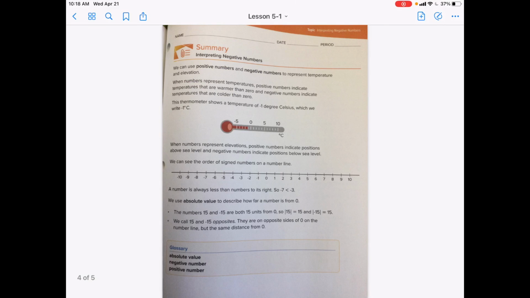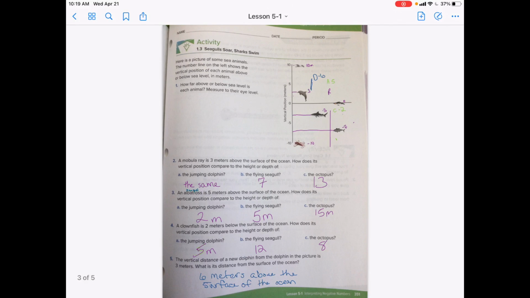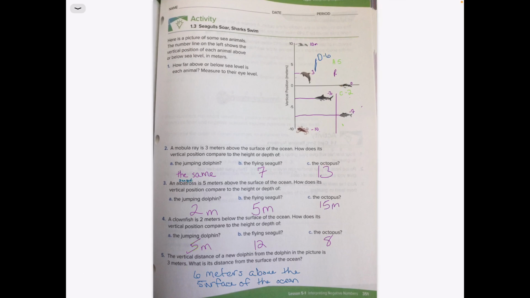All right, here is your summary page from this lesson that goes over what we did today, looking at the change in temperatures and the change in distance. And we did a little bit of absolute value, which was when we went here to find the distance between where a creature was and where they ended up.